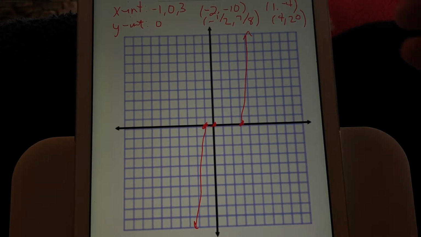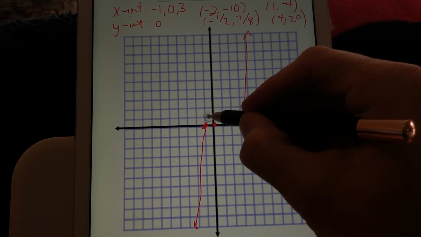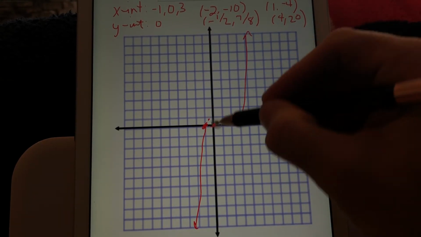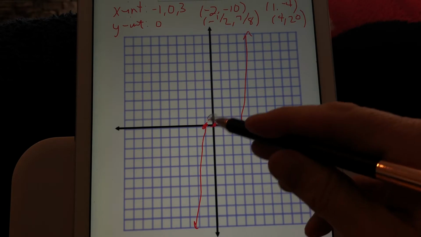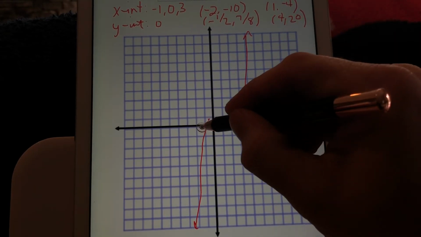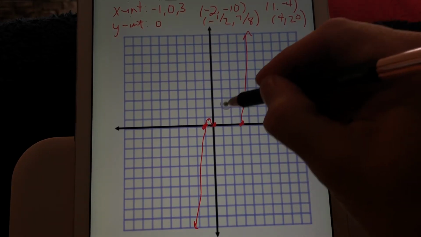Our end behavior is down to the left and up to the right. Next value, (-1/2, 7/8). So we're going to be about right there. We're not going very high. Remember, we're going through the x-axis at each of these values. So this little part of the graph is just going to go up and then back down.